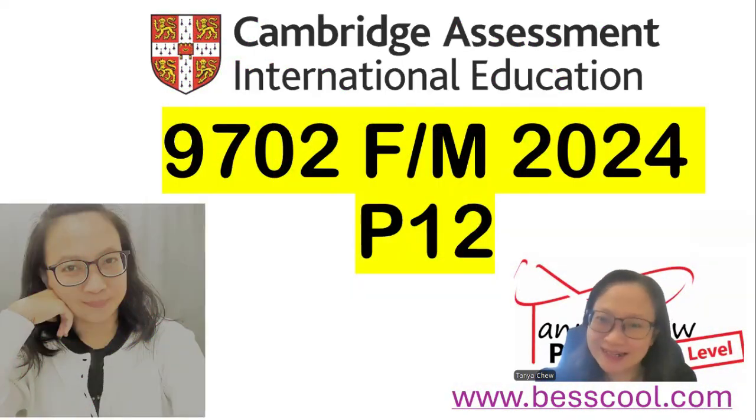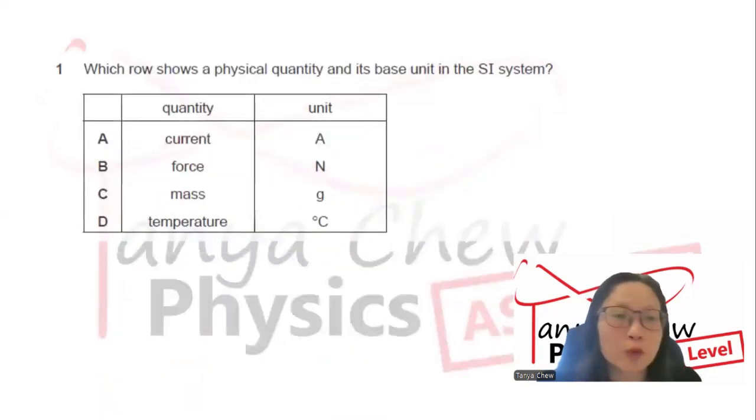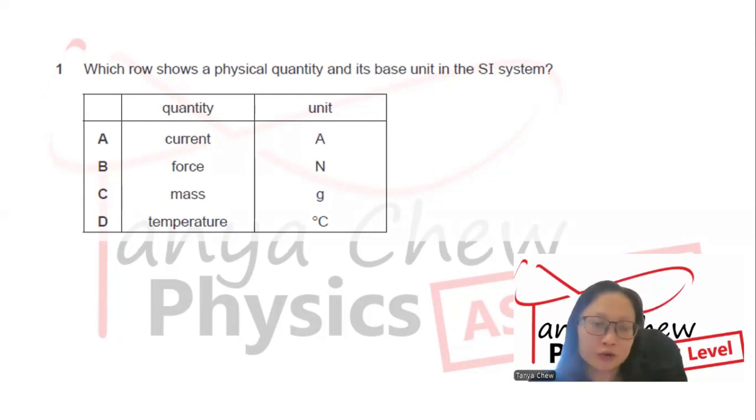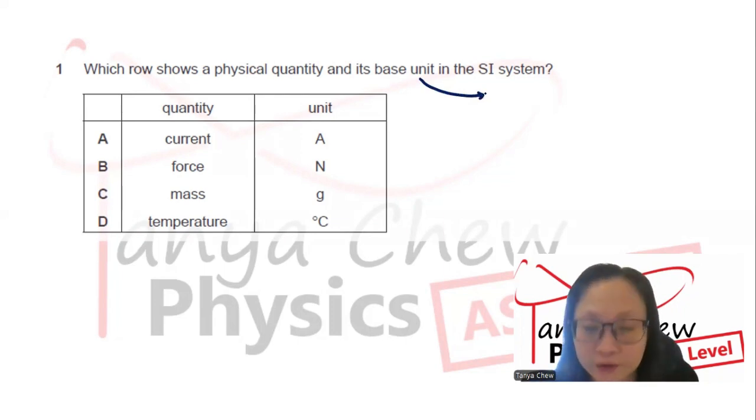Let us get started. The first question: which row shows the physical quantity and its base unit in the SI system? Now you have to understand that there are altogether 6 base units. What are base units? Base units are the fundamental units which cannot be derived from any other units.